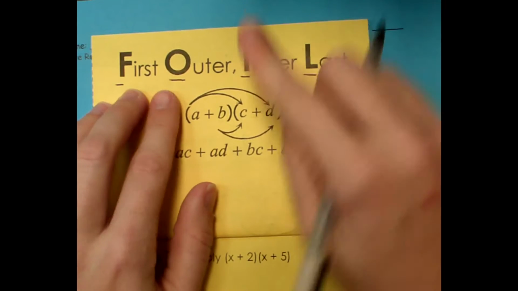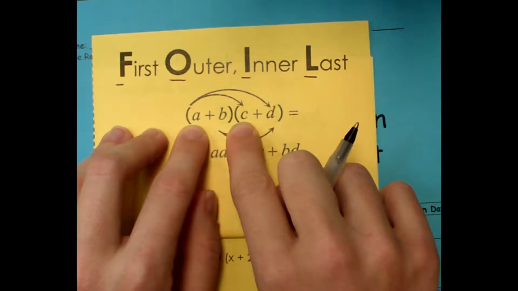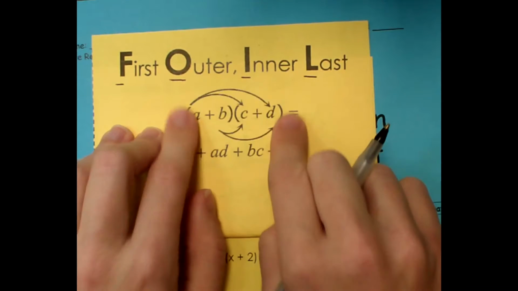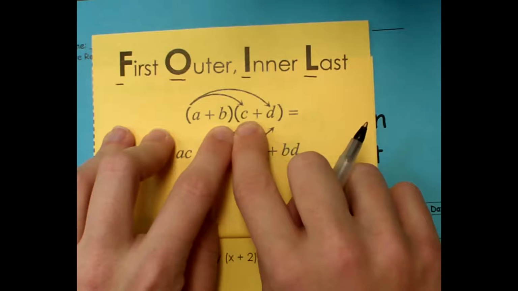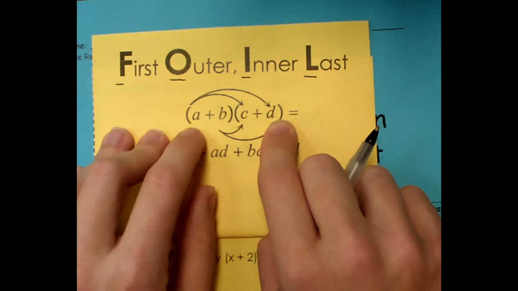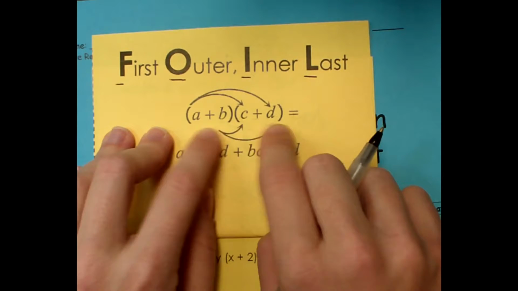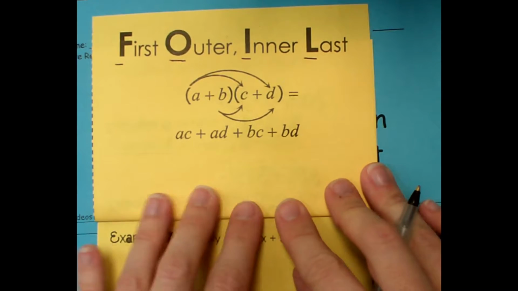by everything. So you would do your first terms of each binomial, and then the outer terms, which is the outer terms of the binomial. Then you multiply your inner terms together, and then the last terms. So it's referencing where the terms fall in the binomials. So it kind of can help you to remember.